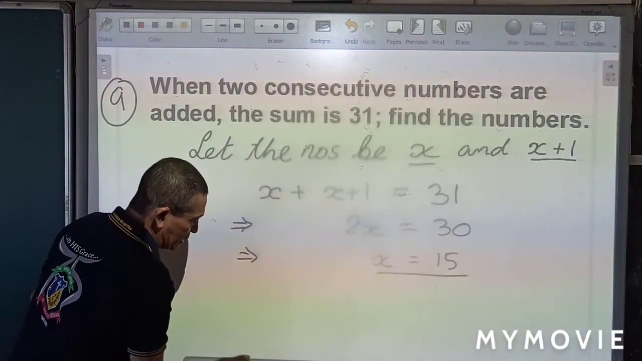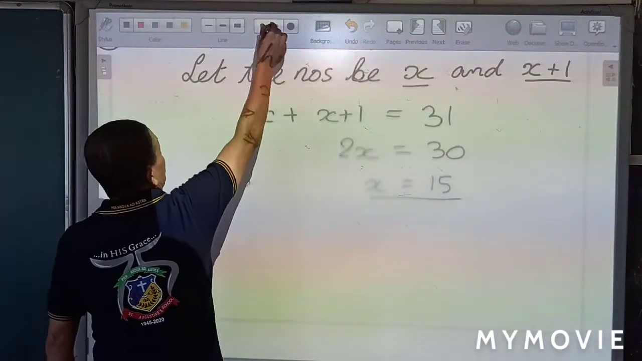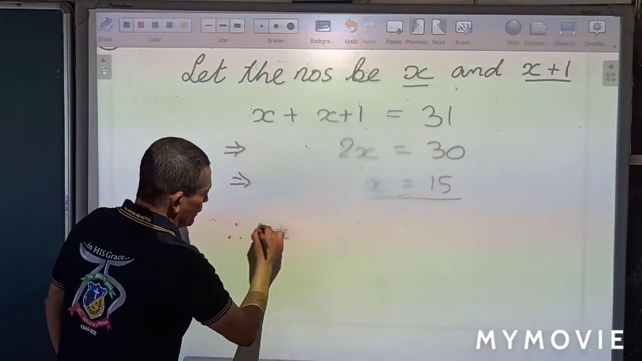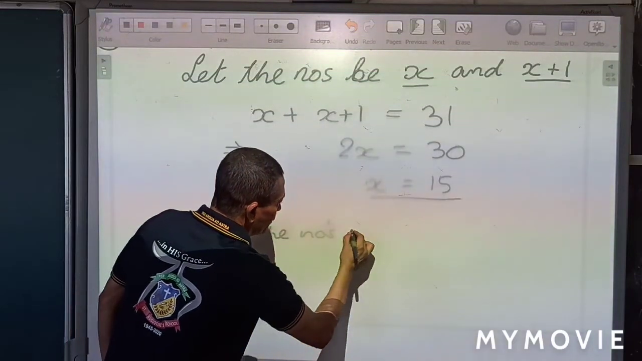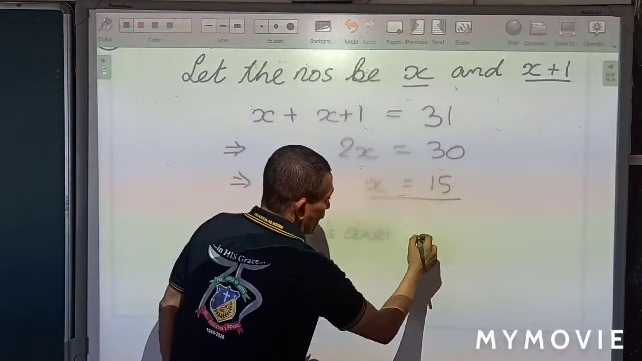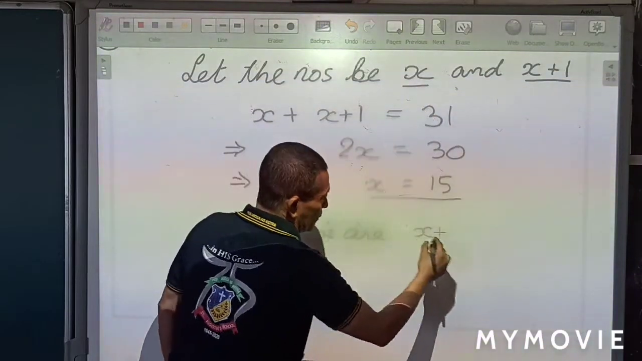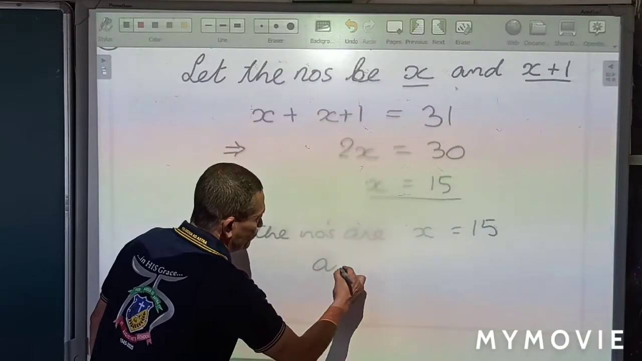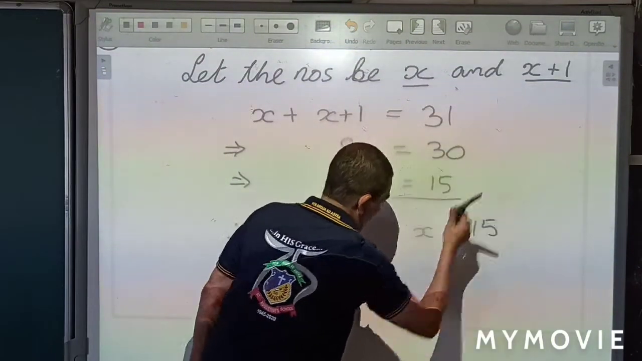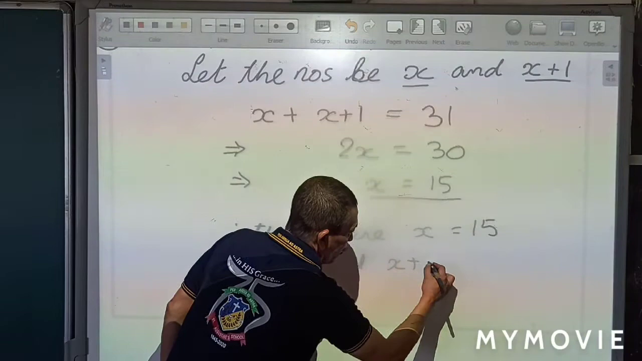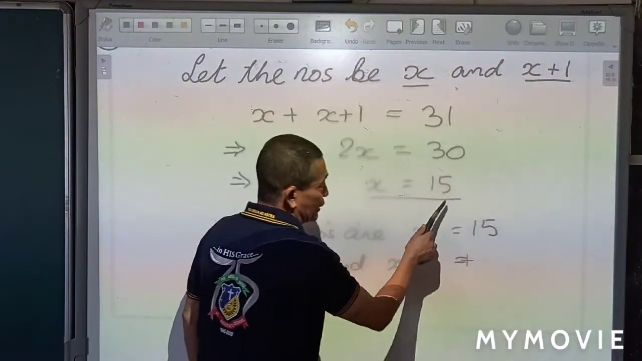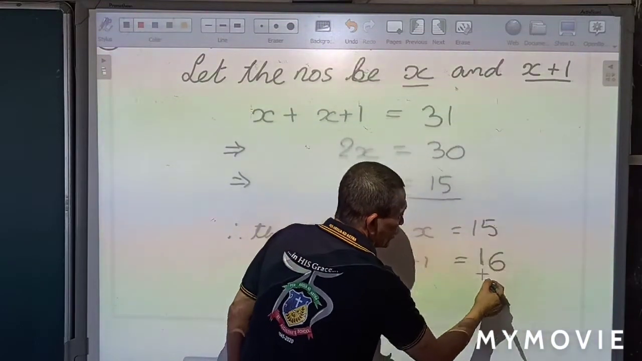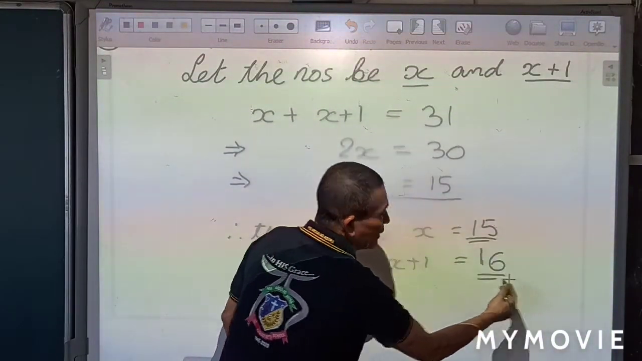So I can write the answer as, therefore, the numbers are x, that was our first number, and we came to know that x is 15, and the next number was x plus 1. So x plus 1 will be, x is 15, 15 plus 1 will give me 16. So the two numbers are 15 and 16.